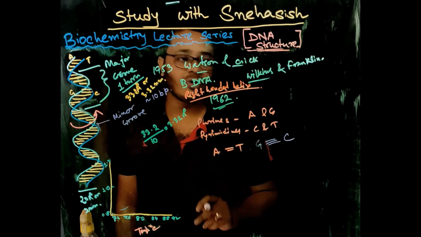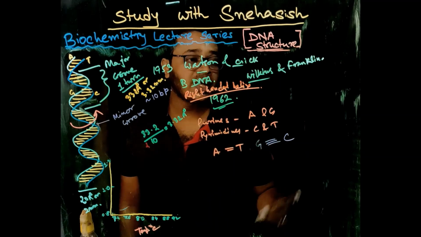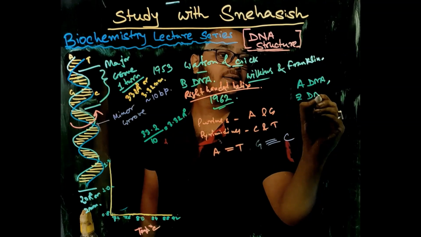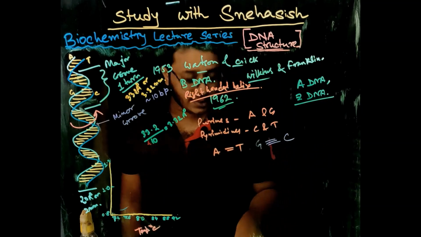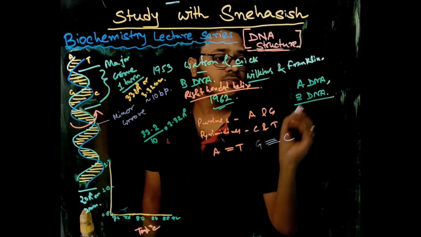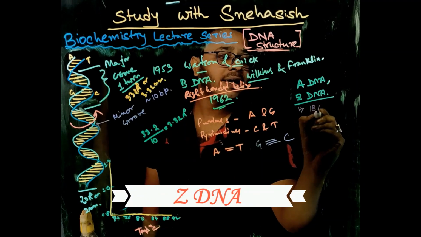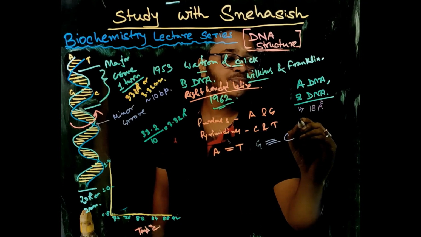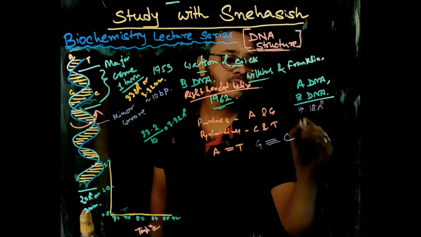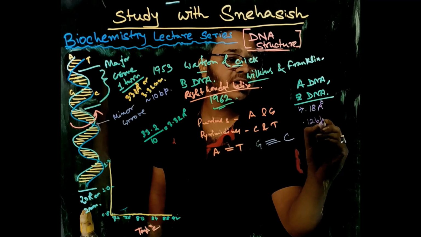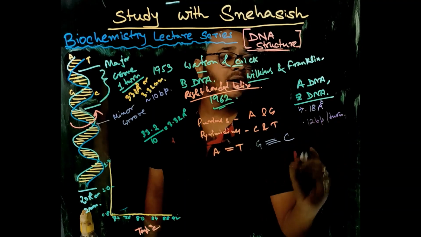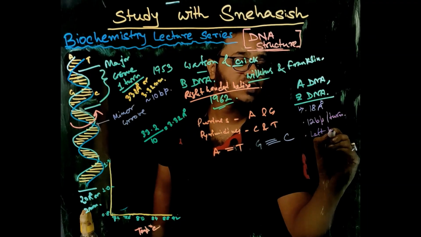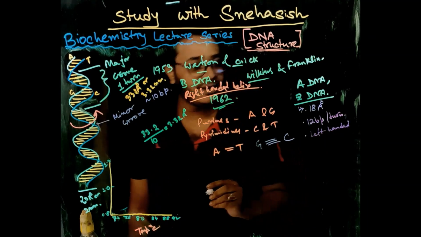There are two other forms of DNA, that are A-DNA and Z-DNA. Okay, this Z-DNA has a diameter of 18 Angstrom, whereas B-DNA had 20 Angstrom of diameter. It has 12 base pairs per turn. It is left-handed helical, so the turn of the helix is left-handed.